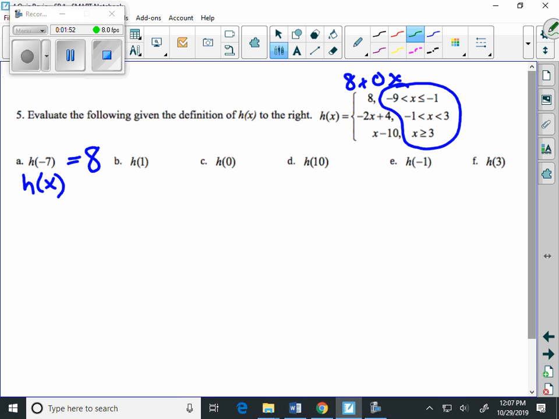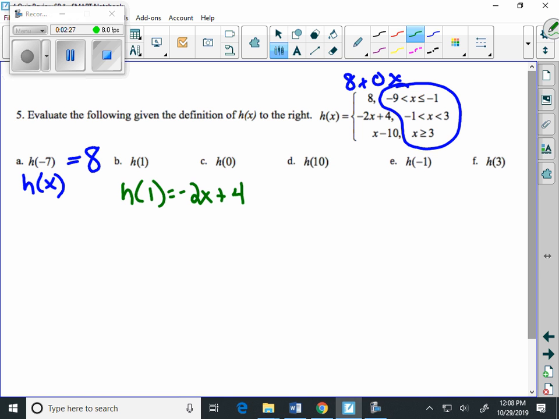That'll show up again here in a couple minutes on at least one more of these, so you'll see it again if it doesn't make sense yet. H of 1. Again, we go over here to what's circled in blue, and is 1 between -9 and -1, including -1? No. Is 1 in between -1 and 3? And yes, it is. So the function that we're going to use on this one is -2x plus 4.